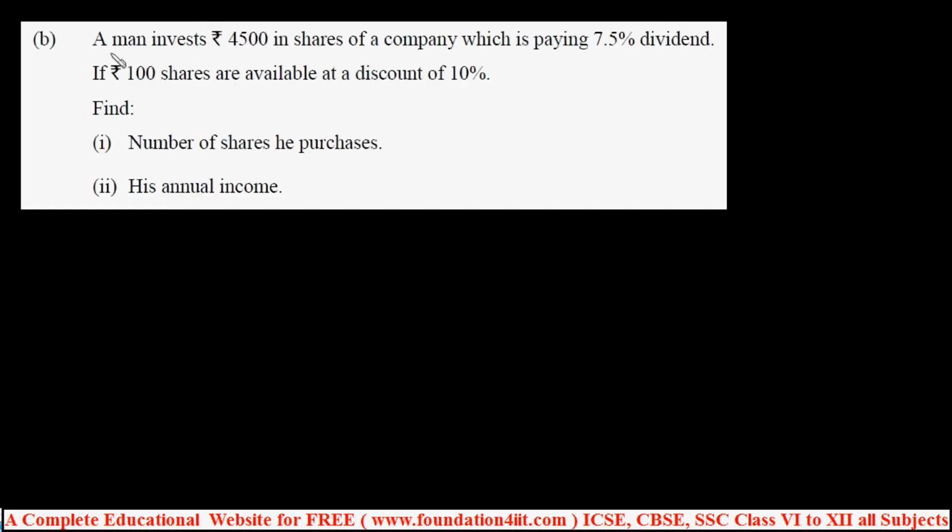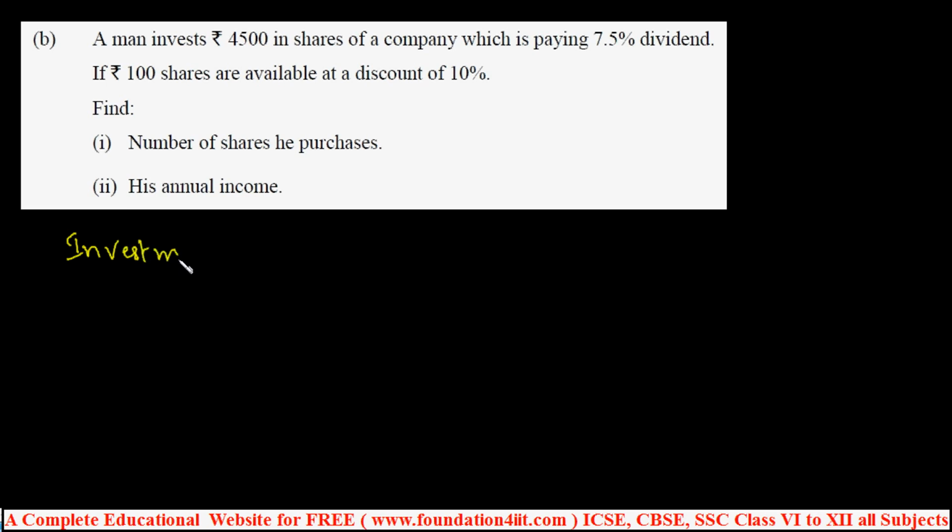In this question, a man invests 4,500 rupees in shares of a company which is paying 7.5% dividend. If 100 rupee shares are available at a discount of 10%, find the number of shares he purchases and his annual income. So first, let us see the given data, the investment.